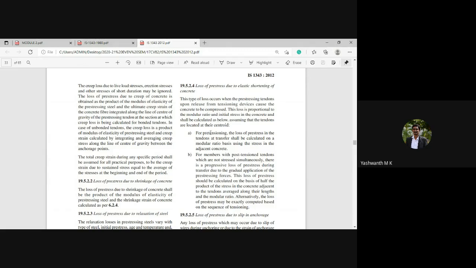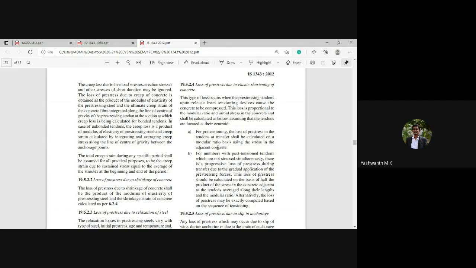Is it clear? Next, coming to the pre-tensioning case. For pre-tensioning, the loss of pre-stress in the tendon at transfer shall be calculated on modular ratio basis using the stress in the adjacent concrete. So for the pre-tensioning case, loss of pre-stress due to elastic shortening of concrete equals modular ratio multiplied by fc, the compressive stress in concrete at the level of steel. This is the formula you are going to use to calculate the loss of pre-stress due to elastic shortening.